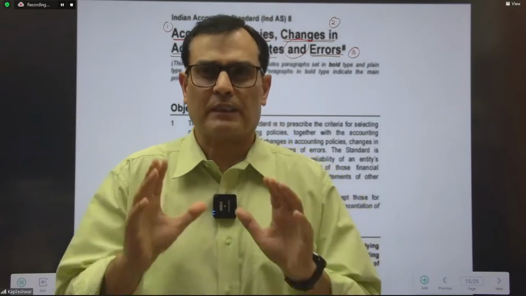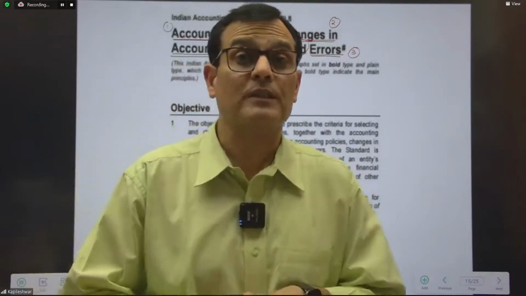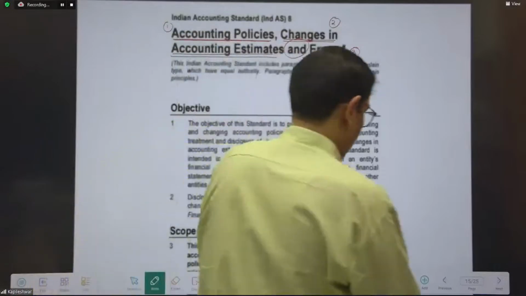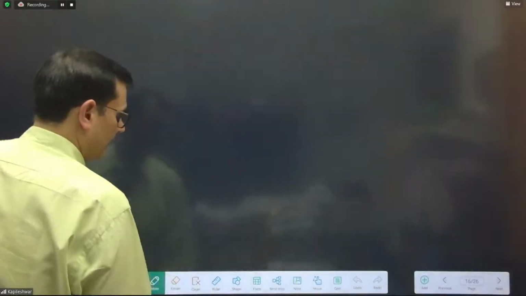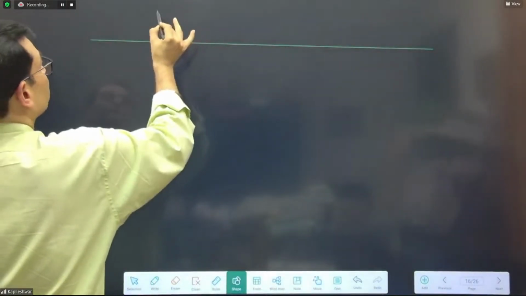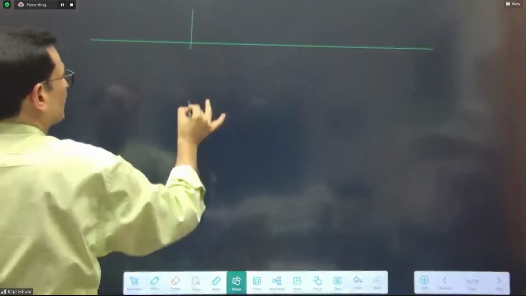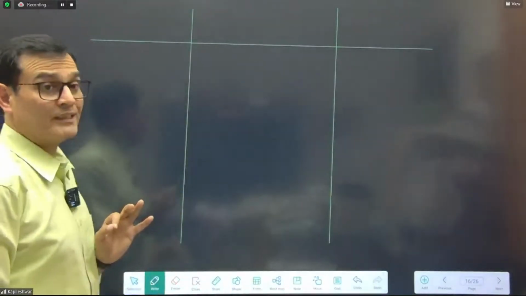So I'm going to explain the 3 concepts to you one by one. Now, let me first give you a thought process of how I am going to take you forward in this particular standard. Let me first create a small little chart, with the help of which we will be able to understand what we are going to study in the standard. So please hear me very carefully. I am going to divide this in 3 parts because the standard is discussing 3 issues.